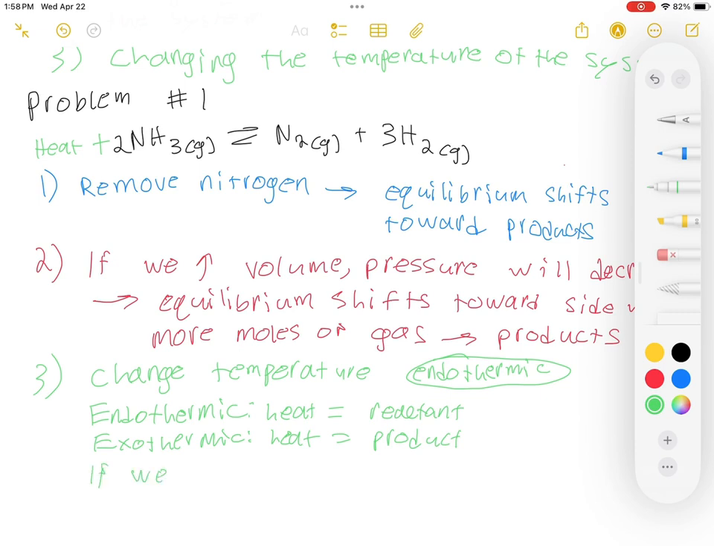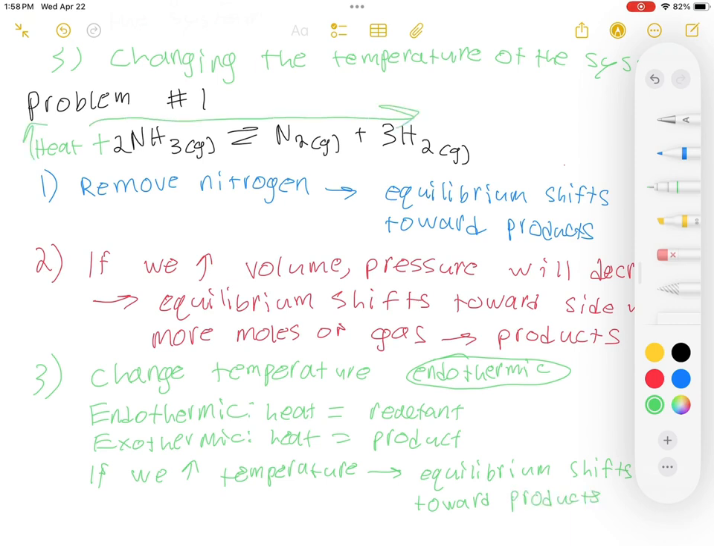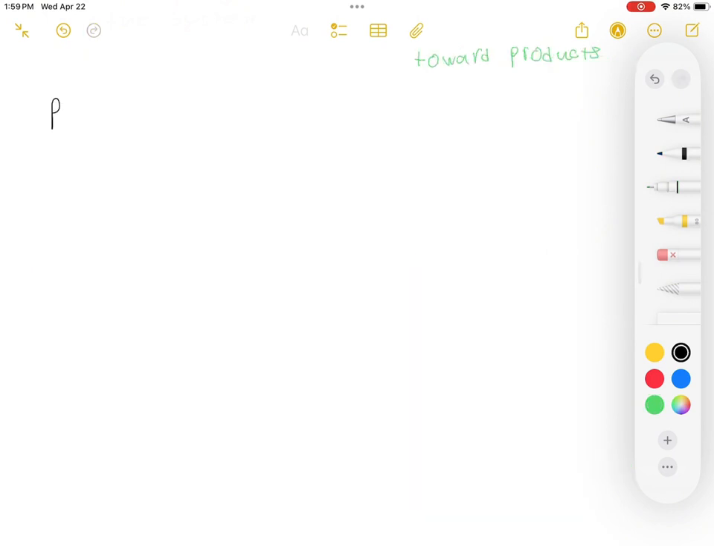So if we increase the temperature, the equilibrium will shift toward the products. So yeah, the reactants are increased, so we want to go towards the product to make more product.